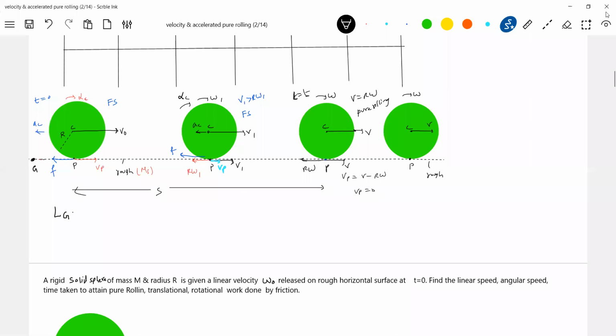LG z initial should be equal to LG z final. Angular momentum about an axis passing through point G and perpendicular to the plane of motion. Initial angular momentum is equal to final angular momentum. So how come, friction is there? Though friction is there, what will friction do? It will intersect the axis of rotation. Where is the axis? Axis is here, the Z axis.